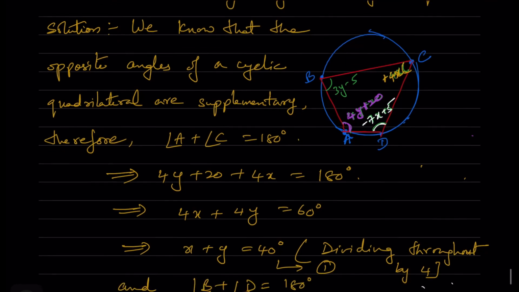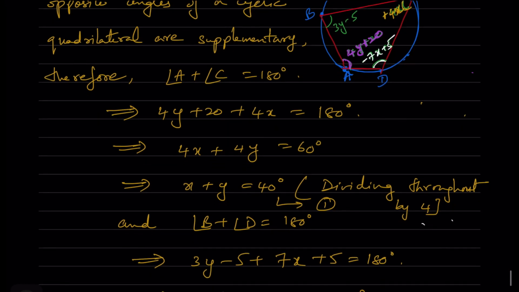Therefore you are having 4x plus 4y is equal to 180 minus 20, which you are getting as 160 here. So 4x plus 4y is equal to 160, which implies that x plus y, if you are taking out 4 common here, divide throughout by 4, you are getting 4 4s are 16. So therefore you are getting here x plus y is equal to 40 degrees.